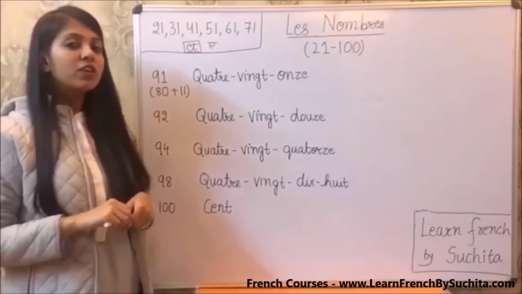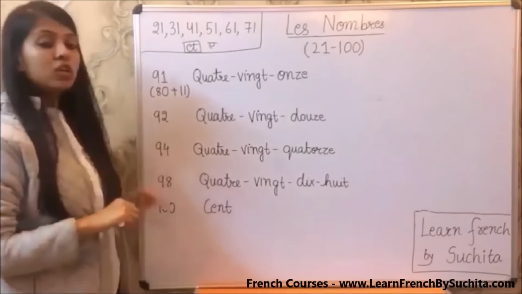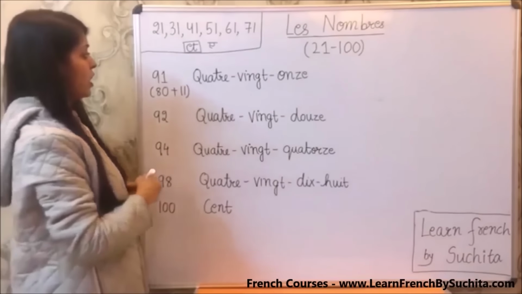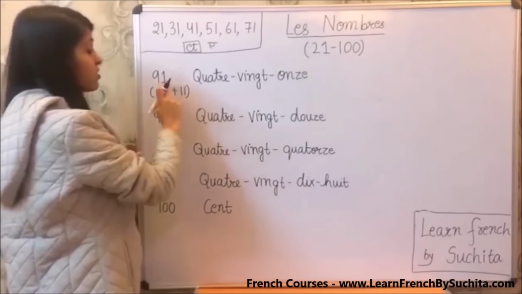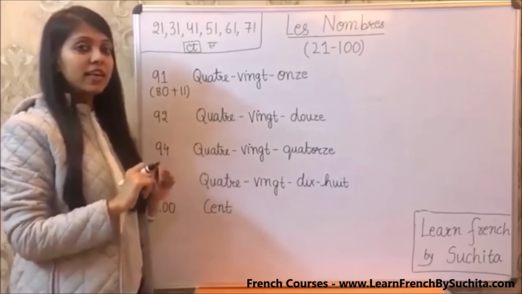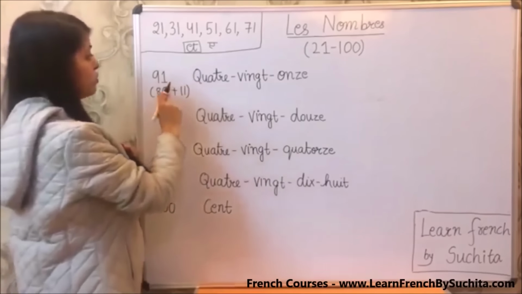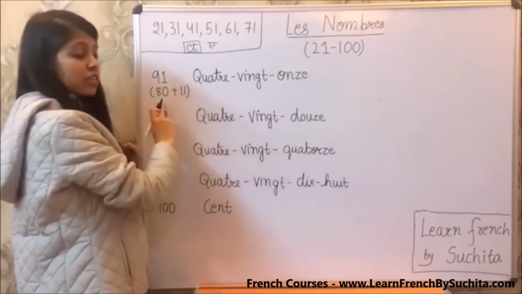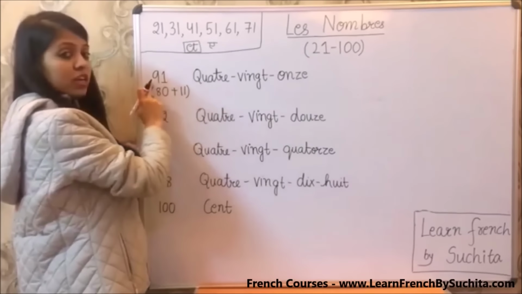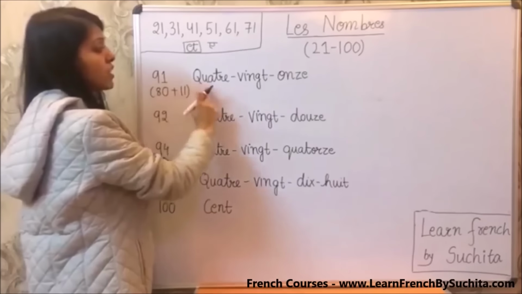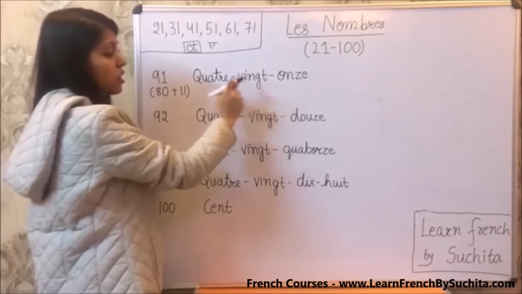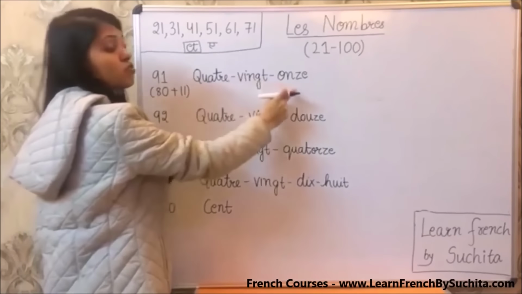Now finally we learn how to pronounce from 91 to 100. 91 is not formed from 90. Instead it is formed from 80, just like 71, 72. So now 91 is formed from 80. 80 plus 11 will give me 91. So 80 was quatre-vingt, of course without an S. 80, 11 is onze.